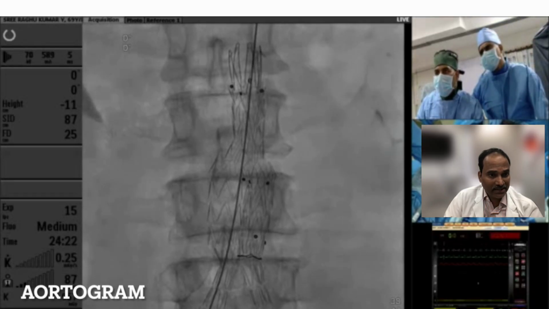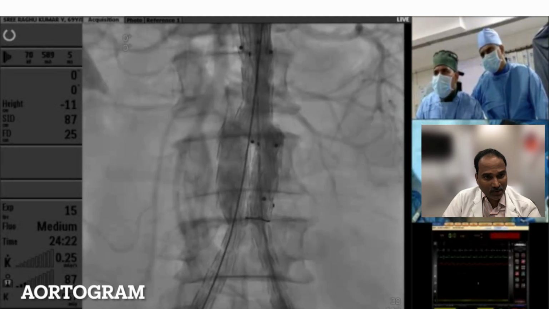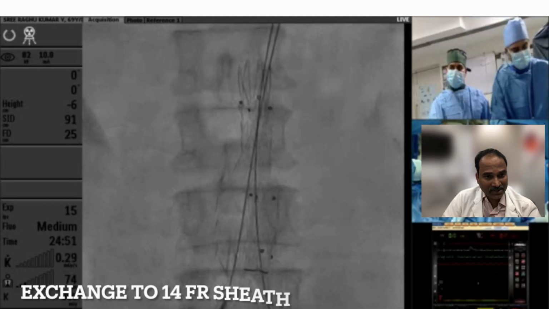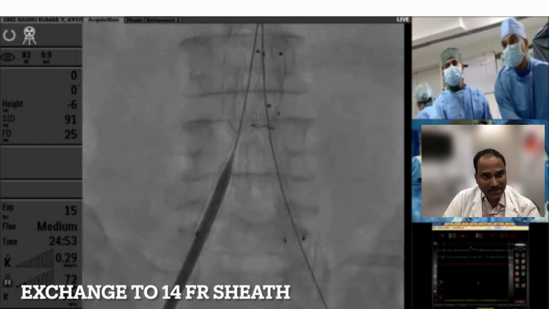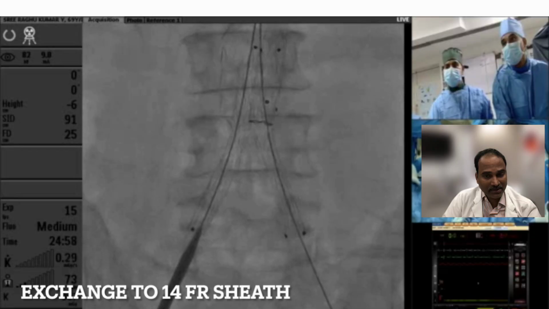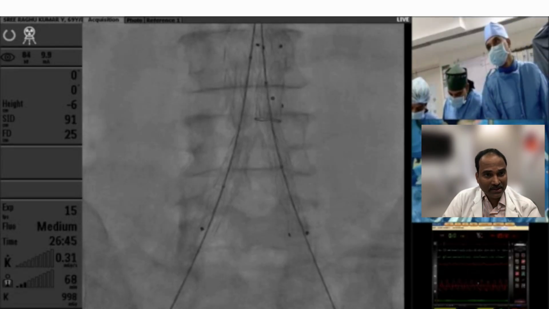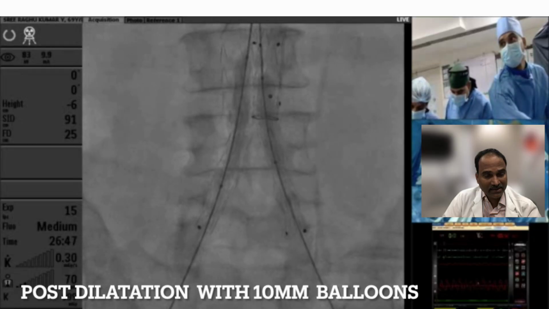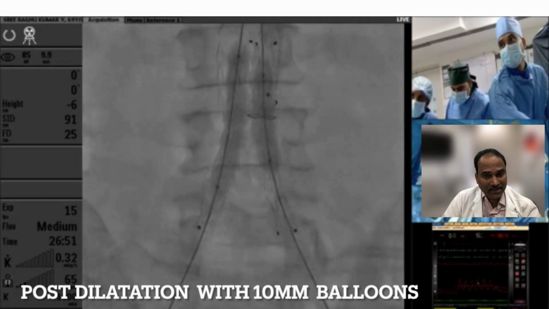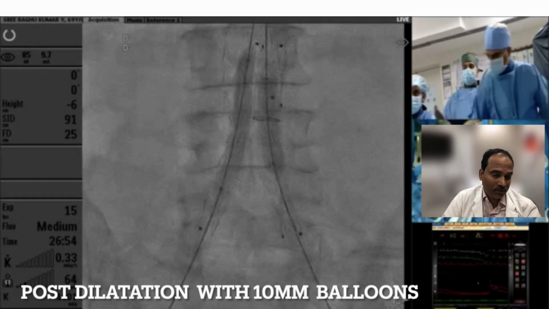You can see the right iliac position, there is a narrowing, the graft was not extended properly. That is exactly at the site of the bifurcation. So we decided to do a balloon. We took two 10 millimeter peripheral balloons and deployed them simultaneously at both iliac entrances. So we just deployed two 10 mm balloons.